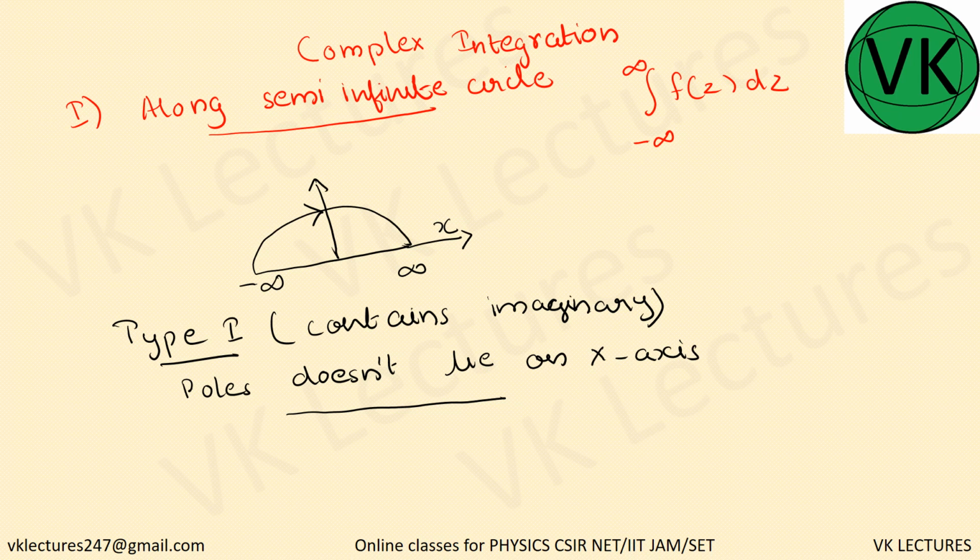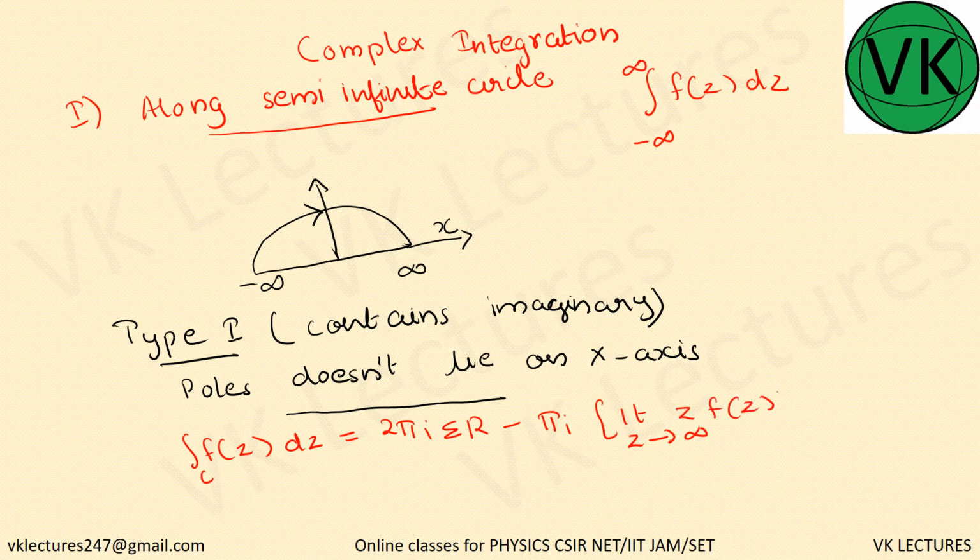So for this case, the equation is integral over c f of z dz is equal to 2 pi i summation over residue minus pi i limit z tends to infinity z f of z. Here z is equal to a plus or minus ib, or z is equal to plus or minus ib, since the pole doesn't lie on the x-axis.